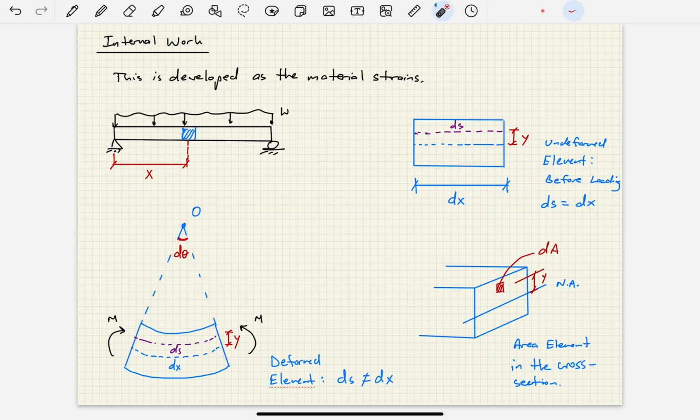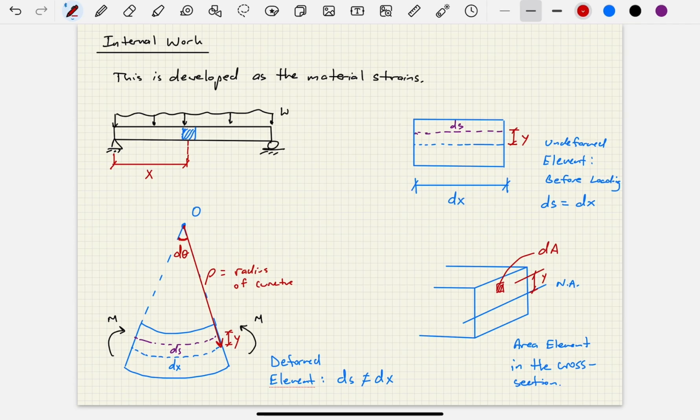Now, we can also specify a curvature or a radius of curvature with this figure as well. So it turns out that the radius of curvature is measured from that point O to your neutral axis, and we can call that rho. All right, so this is the radius of curvature, okay?